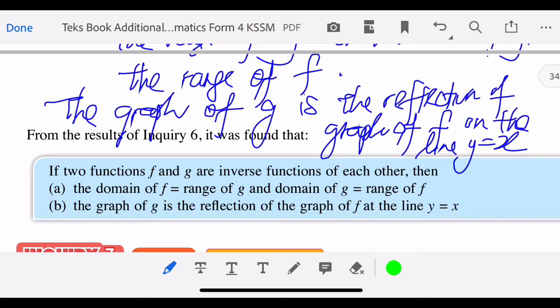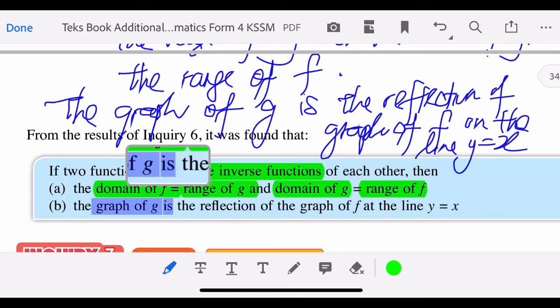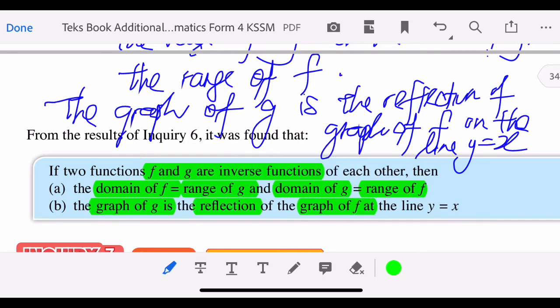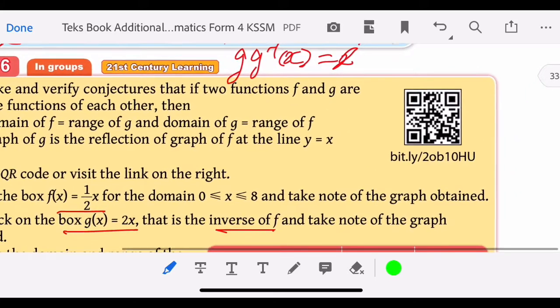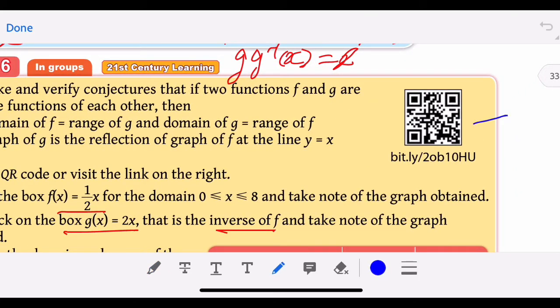Okay, so from the result of inquiry 6, it was found that these are very important. So it was found that if f and g are inverse functions of each other, then the domain of f is equal to the range of g, and the domain of g is equal to the range of f. Right? And the graph of g is a reflection of the graph of f in the line y equal to x. So this is a very important concept that you must understand. If you don't understand, you scan the QR code, you do the activity again. Alright, using the technology, you will have a better understanding after you do the inquiry.